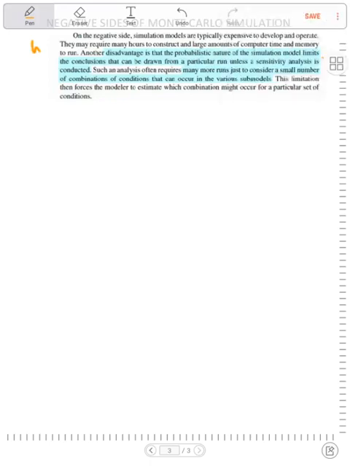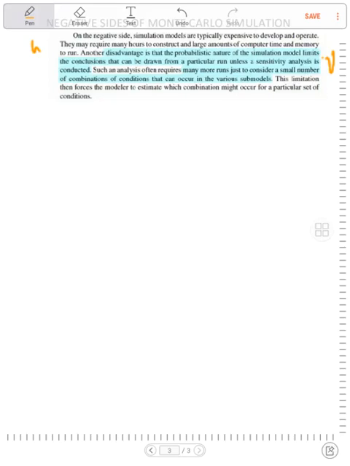Another disadvantage is that the probabilistic nature of the simulation model limits the conclusions that can be drawn from a particular run unless a sensitivity analysis is conducted. So what is sensitivity analysis? We will go into greater detail once we do the optimization modeling part. But it is quite obvious: once you are using a probabilistic method, what is the basis of it? Using random numbers. Random numbers mean a sequence of numbers selected in an unpredictable way.